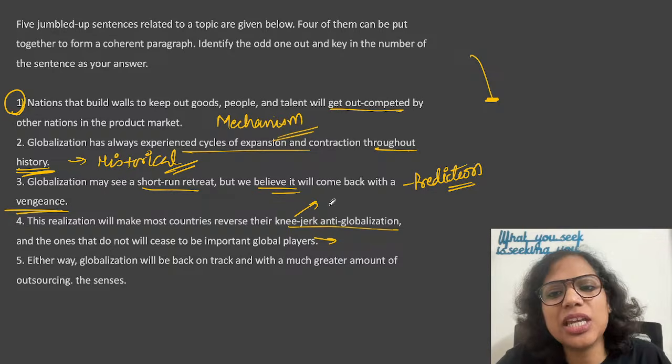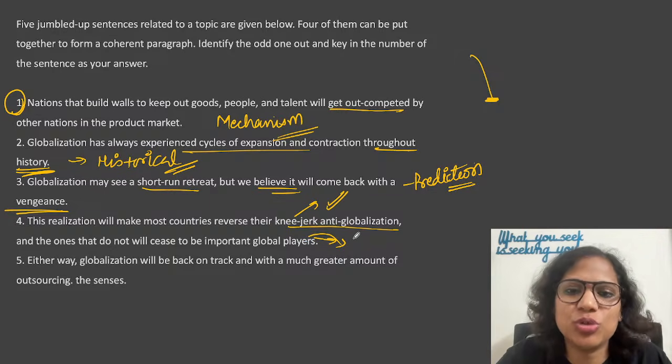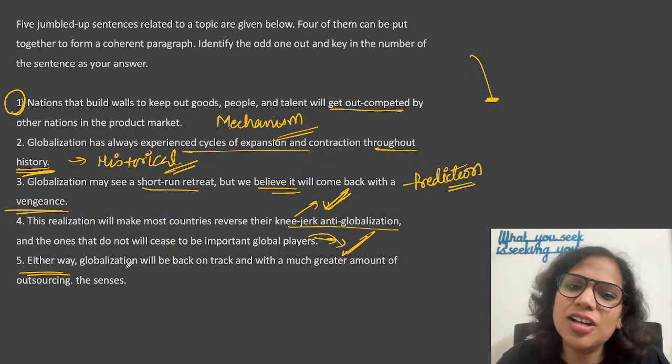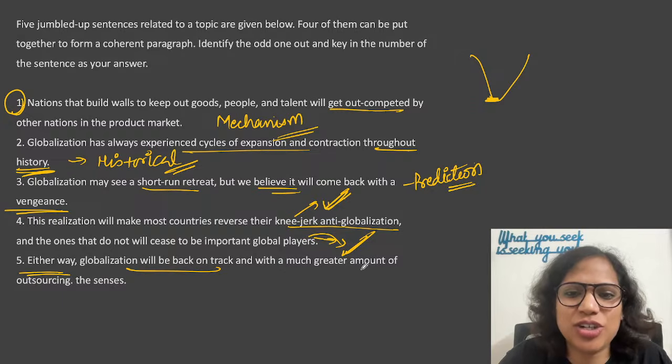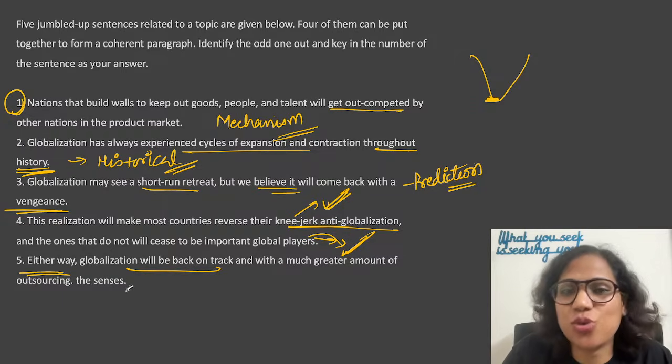So choice क्या रहेगी? या तो change करो या मरो, right? That choice will be there. Either way, चाहे ये हो या फिर ये हो, globalization will be back on track. Okay, globalization will be back on track with a much greater amount of outsourcing.